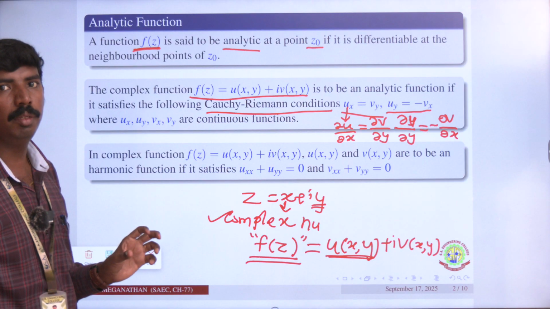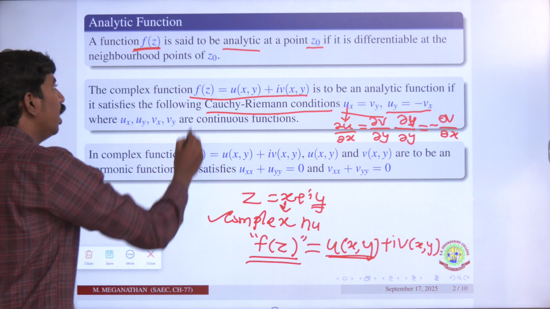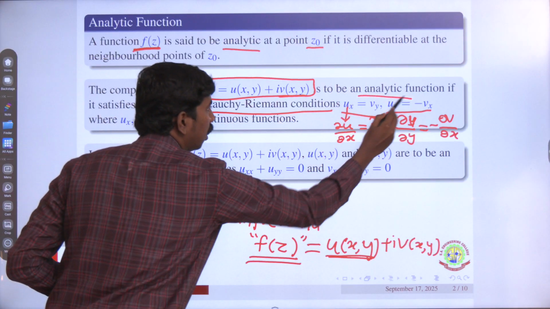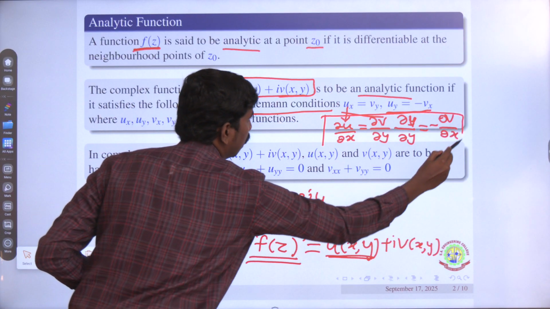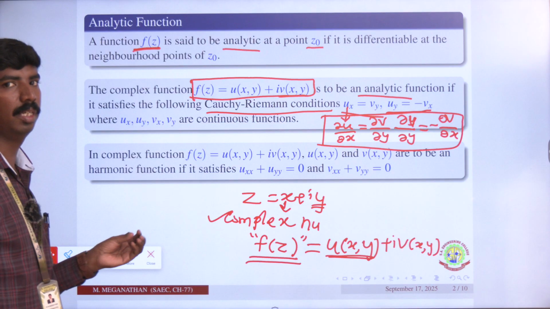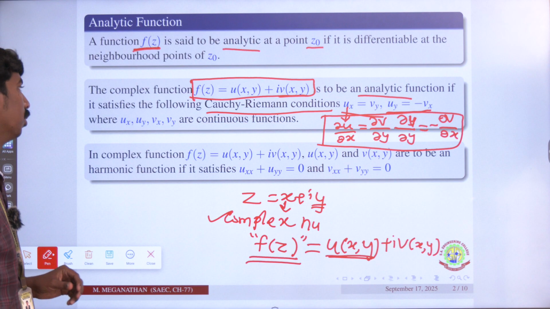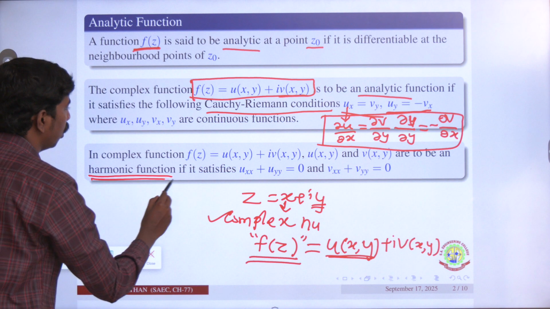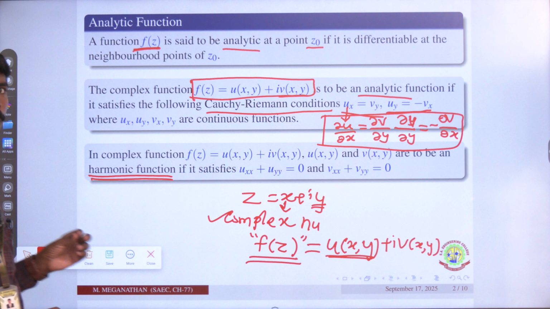So simply we can recall the concept: any function f of z is said to be analytic if it satisfies this condition. Then we can conclude the function f of z is an analytic function. Then another way, what is the definition of harmonic? In the same concept, we should know what is a harmonic function.